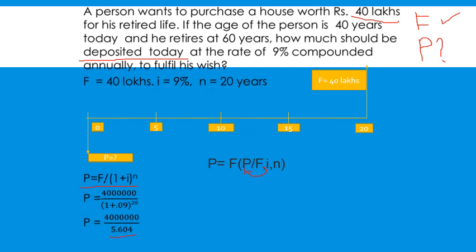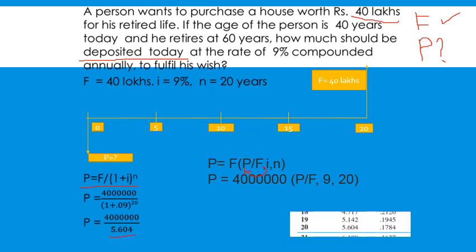Here P is unknown, F is known, and hence P/F. You are identifying the present worth. That's why P/F. Compound amount factor, F/P. That's all. Substitute the values: P/F, 9, 20.